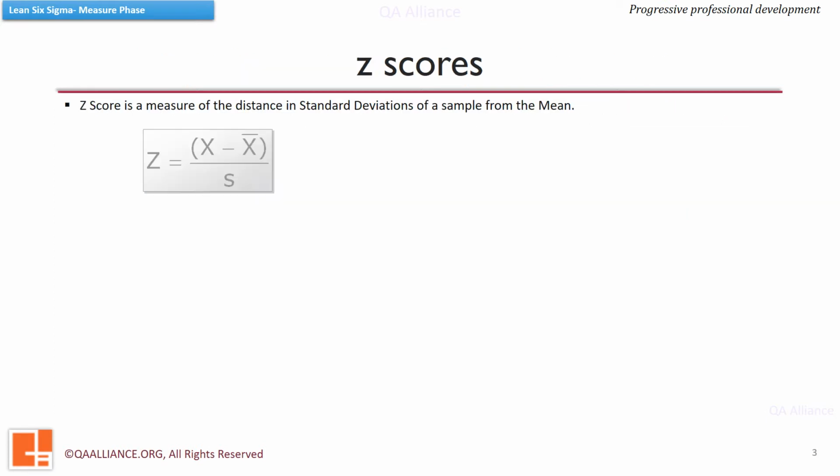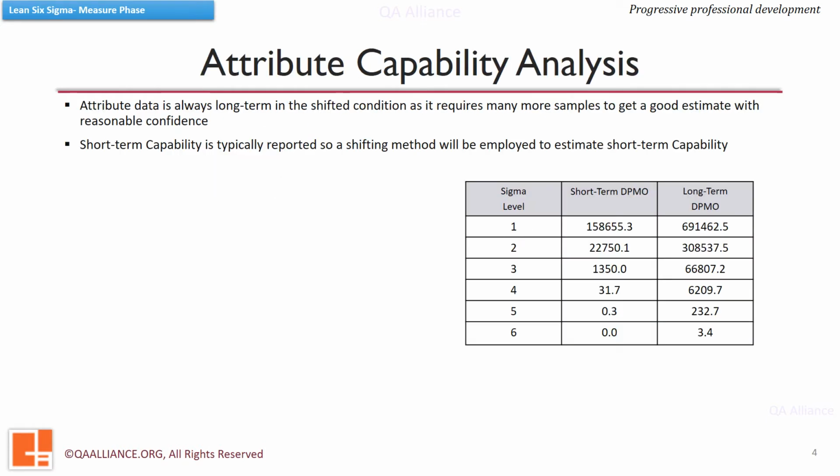The Z-score effectively transforms the actual data into standard normal units. By referring to a standard Z-table, we can estimate the area under the normal curve. Attribute data is always long-term in the shifted condition, as it requires many more samples to get a good estimate with reasonable confidence. Short-term capability is typically reported, so a shifting method will be employed to estimate short-term capability.